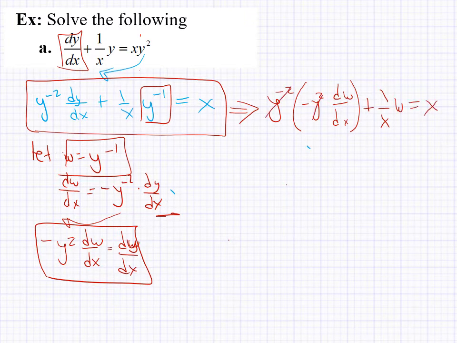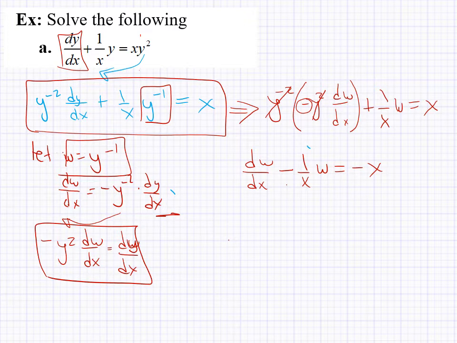So this and this will cancel. I would just have to move this negative through the equation to put it in its standard form for linear. So then I would get dw/dx minus 1 over x w equals negative x. And now I'm ready to solve this linear equation in terms of w.